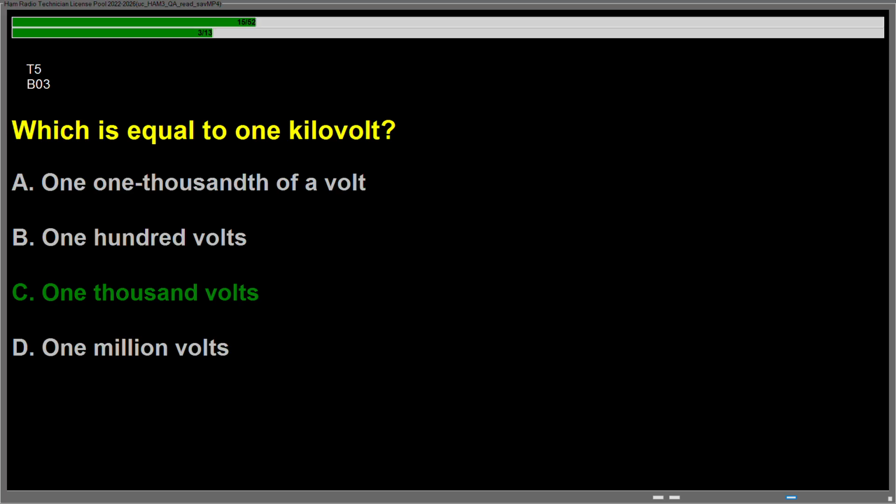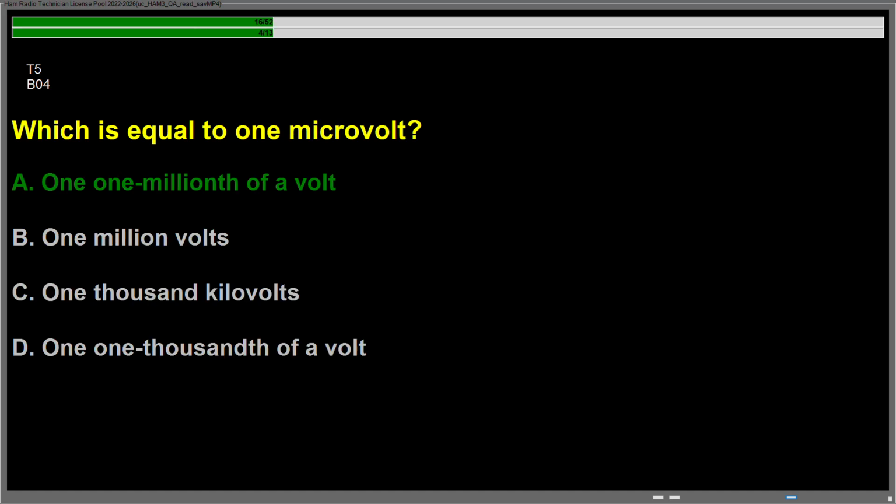Question Bravo 03, which is equal to 1 kilovolt? Answer is C. 1000 volts. Question Bravo 04, which is equal to 1 microvolt? Answer is A. 1/1 millionth of a volt.